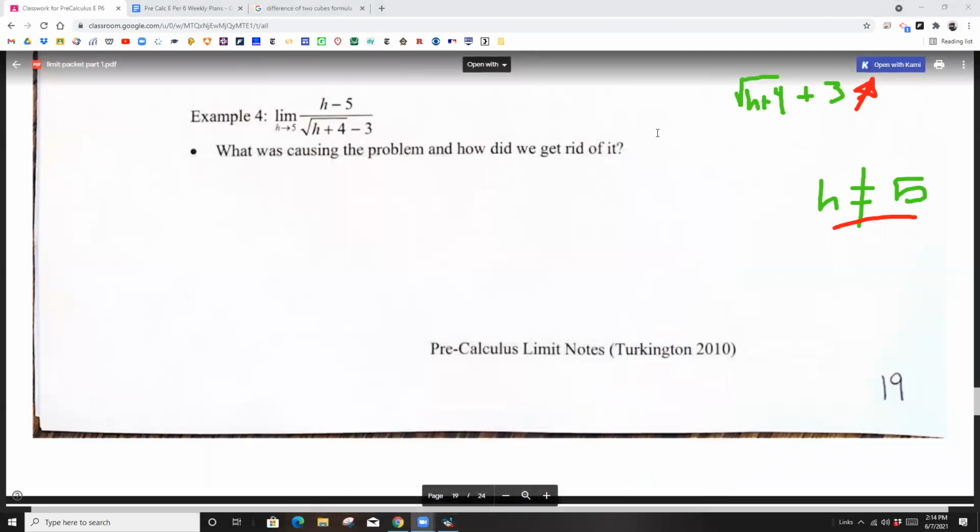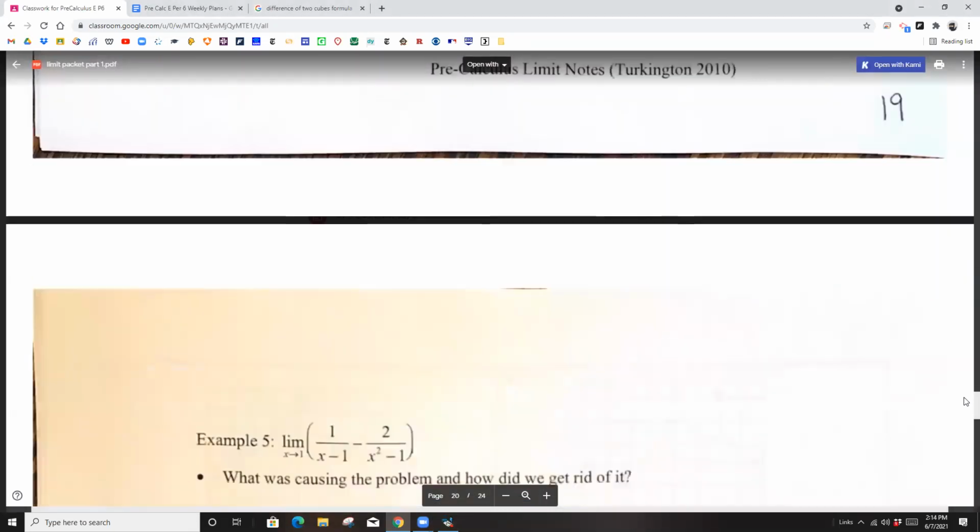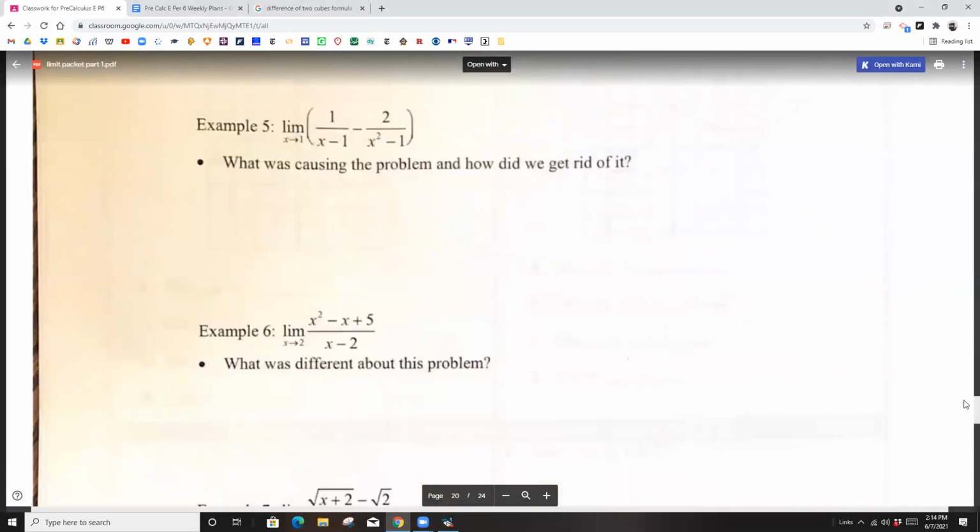All right. A few more on the next page, not as many. So here, example 5, what's causing the problem and how do we get rid of it? Let's take this function here. Let's try to solve it by direct substitution. Plug in 1. Oh boy, we have an issue. We would get 0 over 0 minus 2 over 0. So what we could do is multiply the numerator and denominator by x plus 1, so that we'll try to condense this down to one fraction and see if that helps anything.